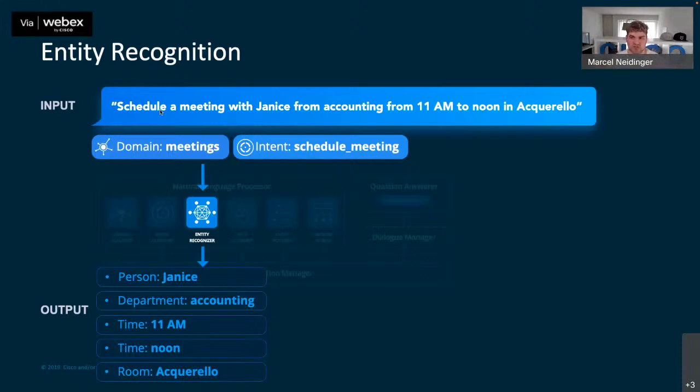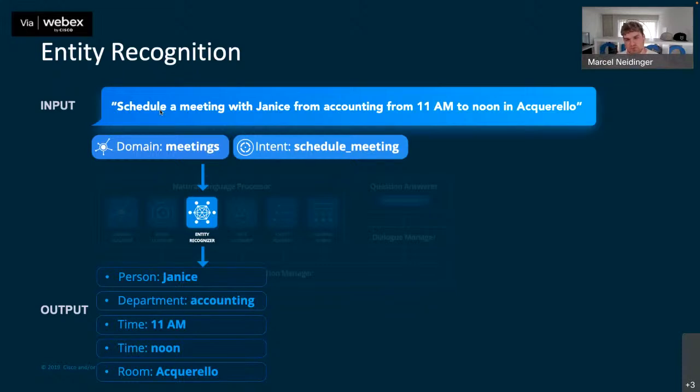Maybe this is not Janice from accounting, but rather Jane from HR, right? These things can change, and we need to be able to programmatically recognize these entities. And this is what's happening in the entity recognizer step, right?